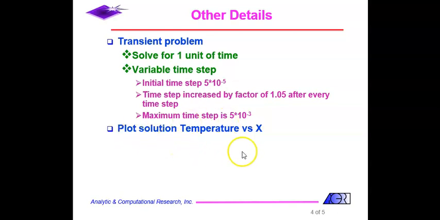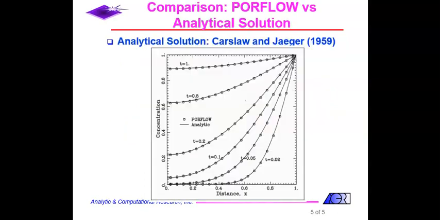We can compare concentration versus x at different times and plot it against the analytical solution. The analytical solution can be found in the book by Carslaw and Jaeger, and this plot shows a comparison between the PORFLOW simulation and the analytical solution. The plot is x versus concentration at different time instants. Next, we will see how to solve this problem using PORFLOW.